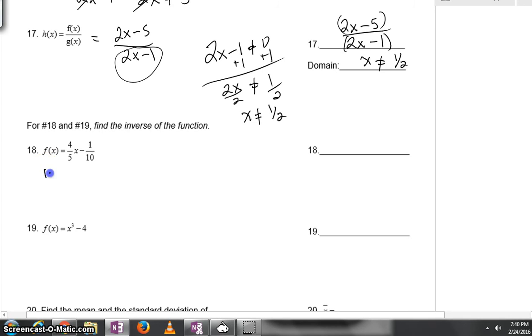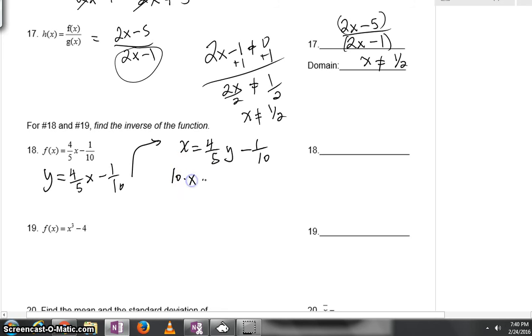Number 18, when you're finding inverses, f of x is really just another name for y. So we have y is equal to 4/5 x minus 1/10. But finding an inverse will always entail interchanging x and y, or switching x and y. So where you see an x, make it a y. Where you see a y, make it an x. Your least common denominator of a 5 and a 10 would be a 10 itself.